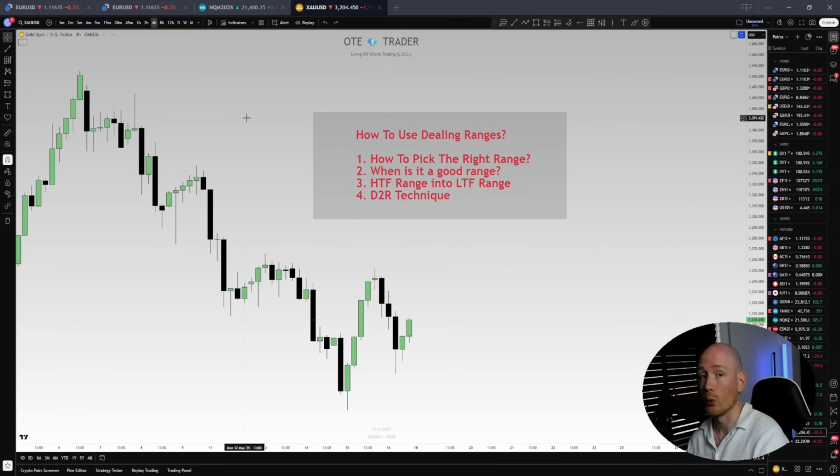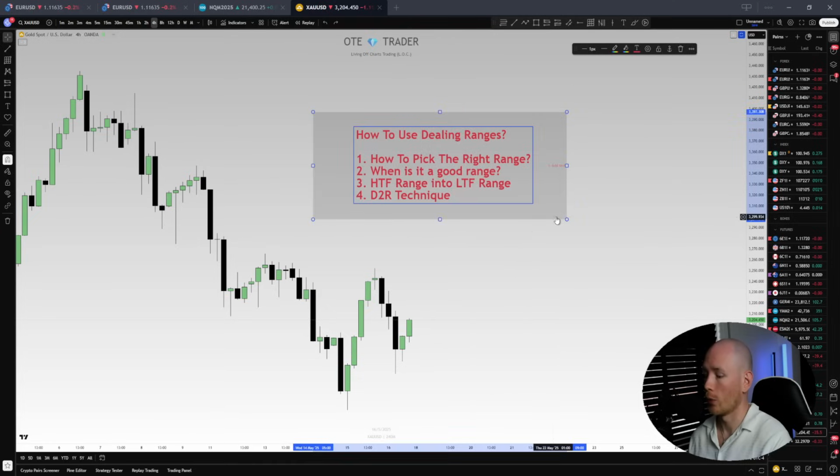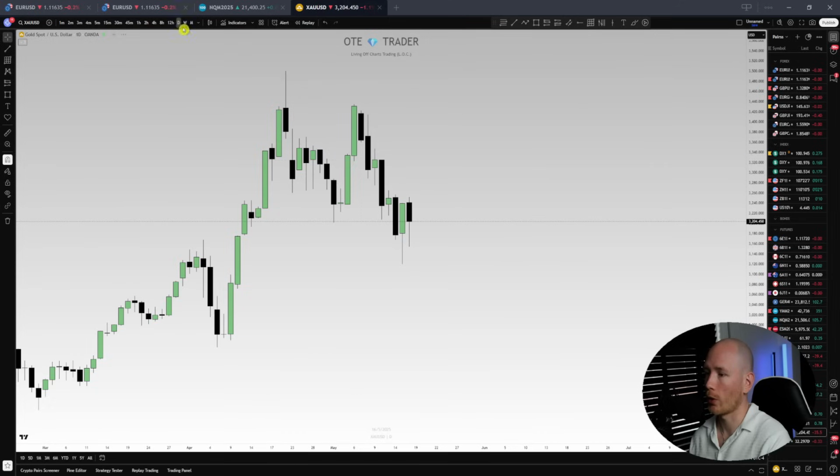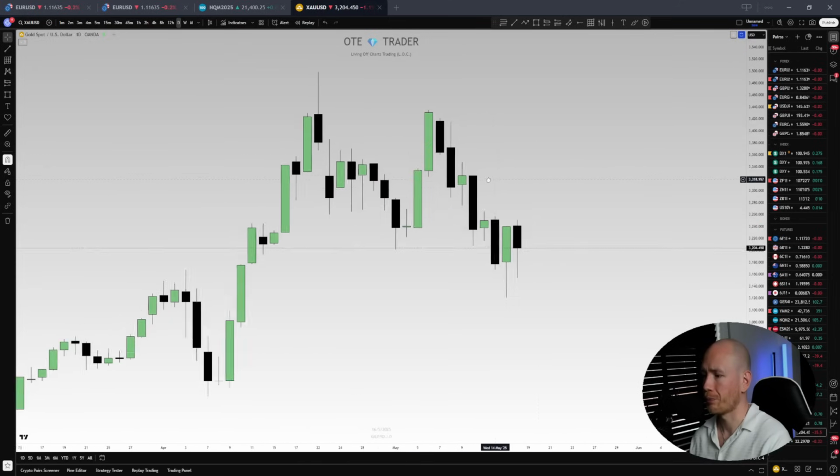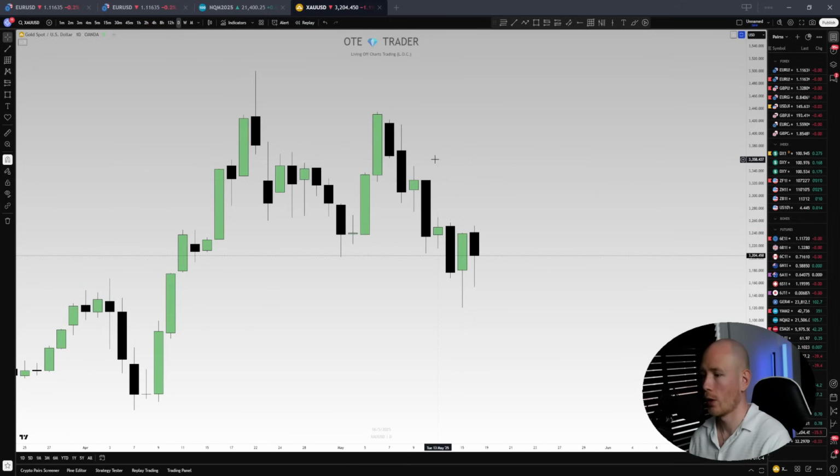So first of all, how do we pick the right range? We're gonna go with higher time frame order flow. This is the most important part. Let's go to the daily time frame. We have a gold chart over here, right? The most important part with any technique you use is the higher time frame. So if I look at this gold chart over here, just take a look at what we're looking at here, right? Mark out the PD arrays.